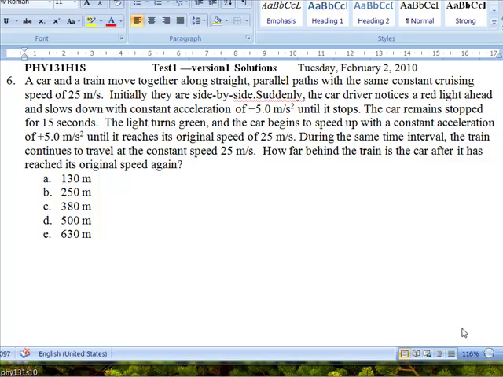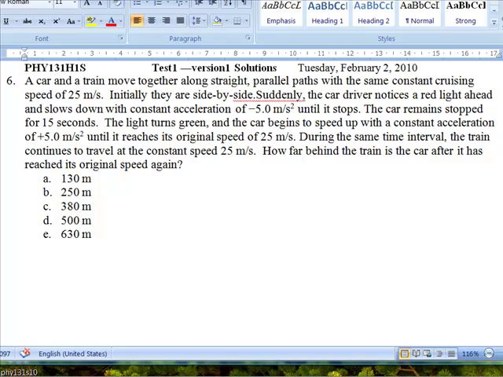Question 6. A car and a train move together along straight parallel paths with the same constant cruising speed of 25 meters per second. Initially they're side by side. Suddenly the car driver notices a red light ahead and slows down with a constant acceleration.